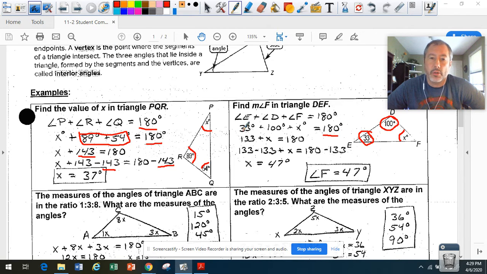So combine our like terms. 33 plus 100 is 133, plus the X equals 180.